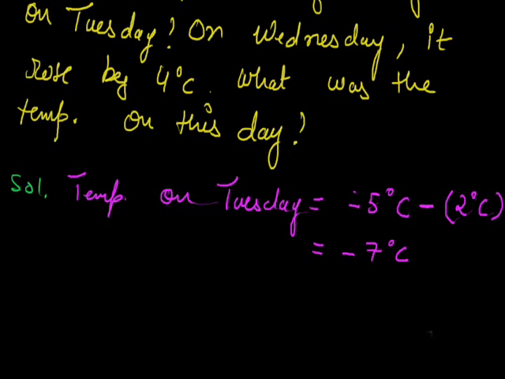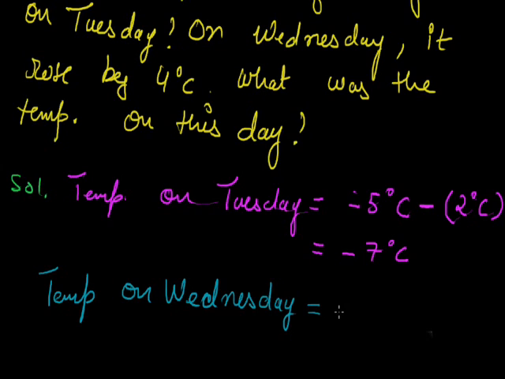In the second part, it is said that on Wednesday, it rose by 4 degrees centigrade. Rose means it increased by 4 degree centigrade. So we can say the temperature on Wednesday will be -7 degree centigrade, which was on Tuesday, plus, since there is a rise in the temperature of 4 degree centigrade, so it will be -7 plus 4, which is -3 degree centigrade. So the final temperature on Wednesday is -3 degree centigrade.